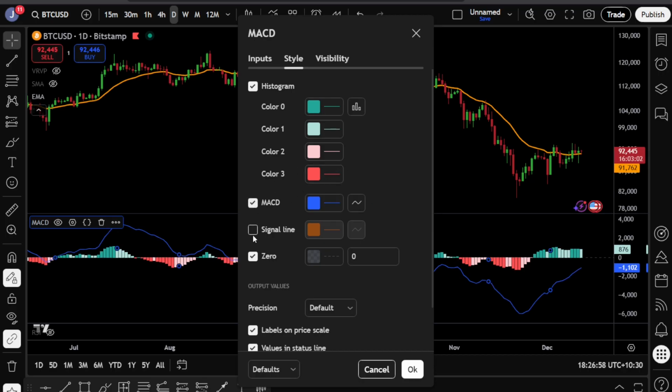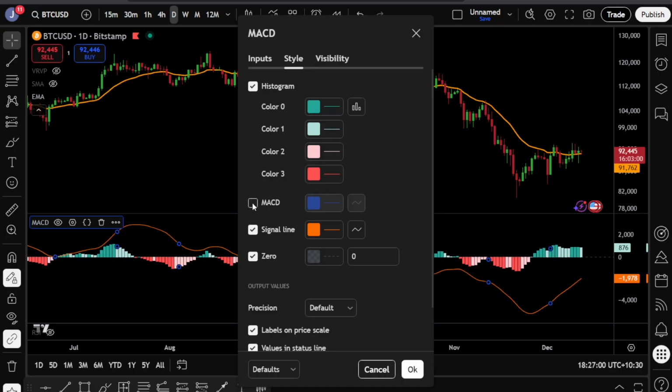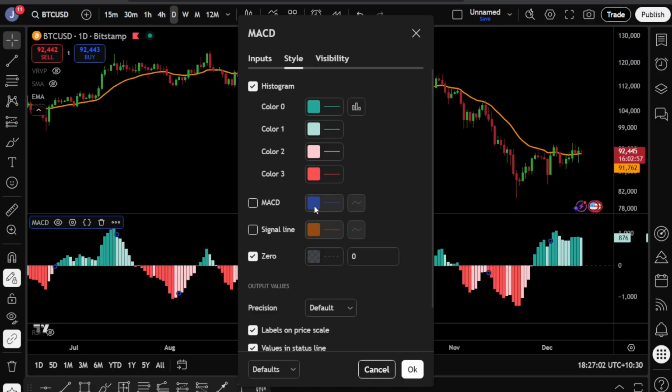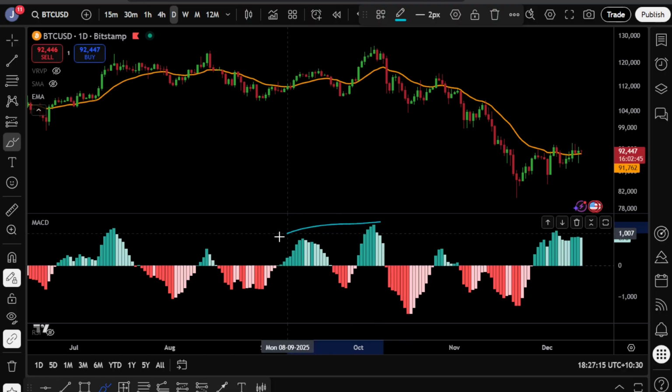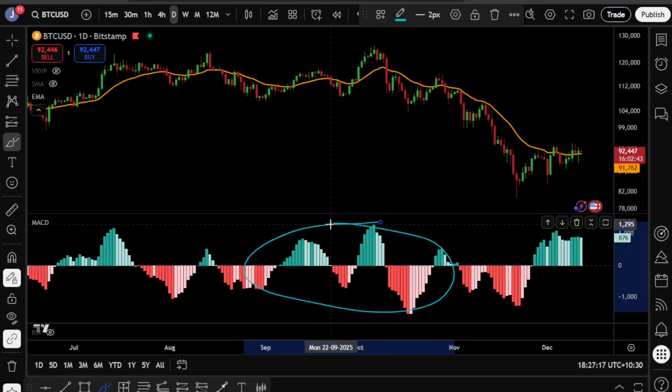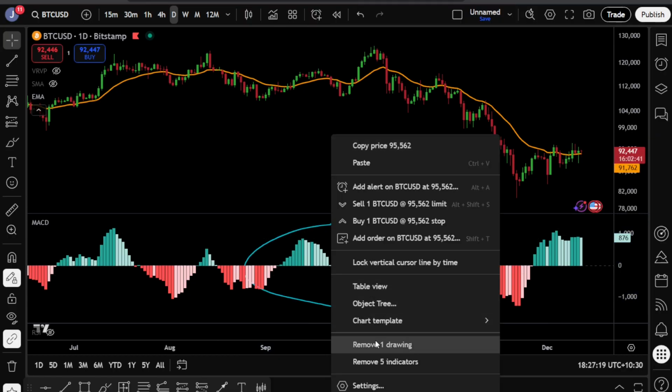Like here, I've unselected the MACD line and the signal line. These will be selected by default when you add the MACD to your chart. The reason I do this is because I don't find those specific signal lines to be effective. What I'm focusing on is the histogram of this MACD.